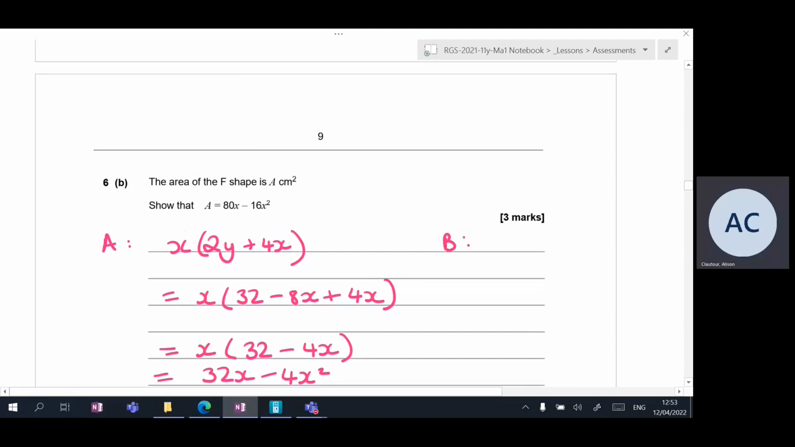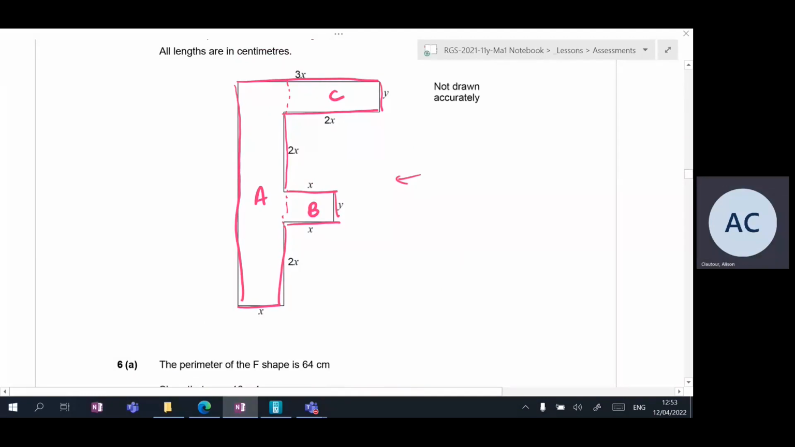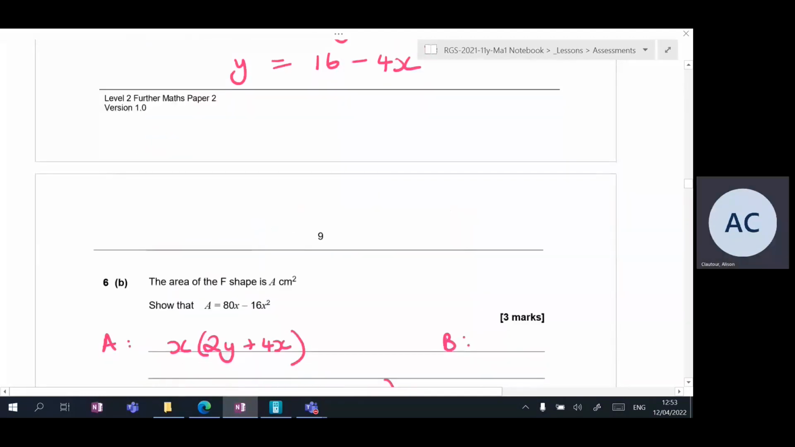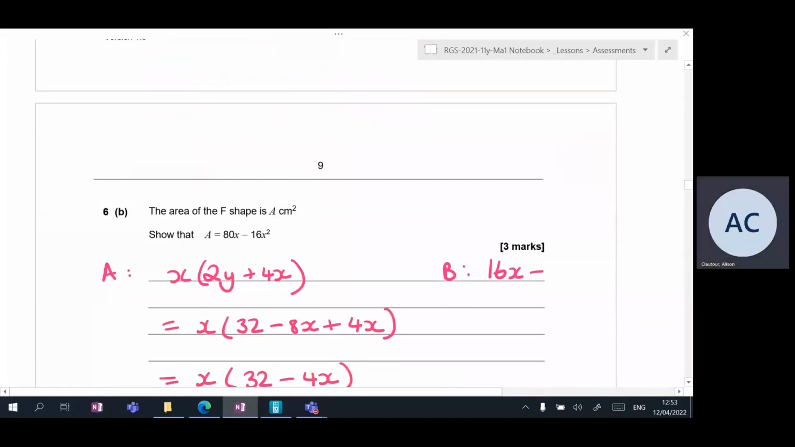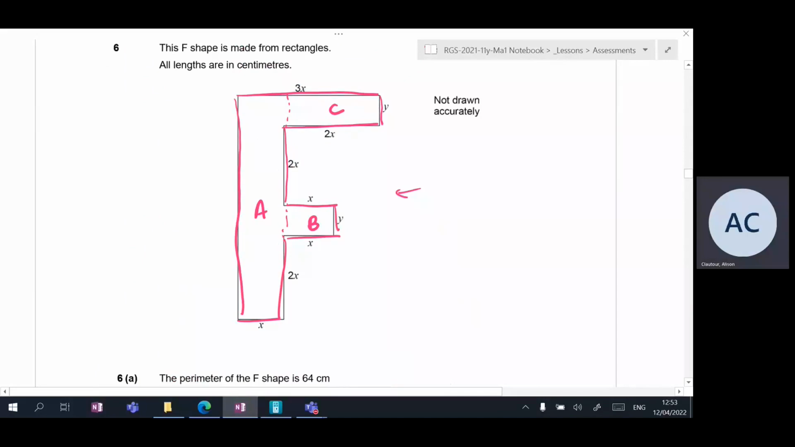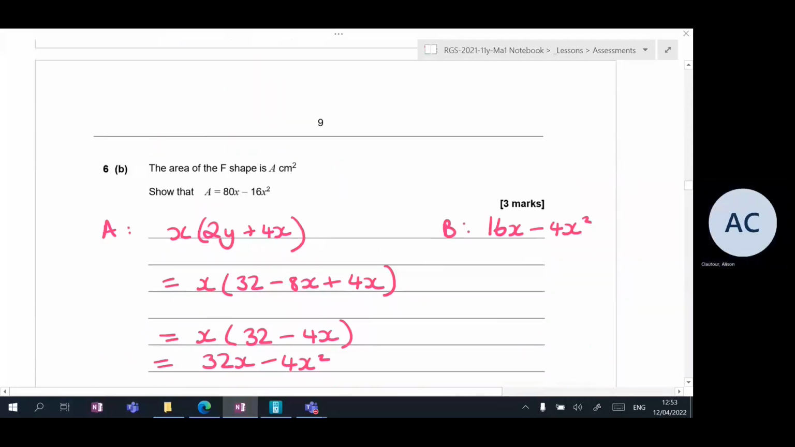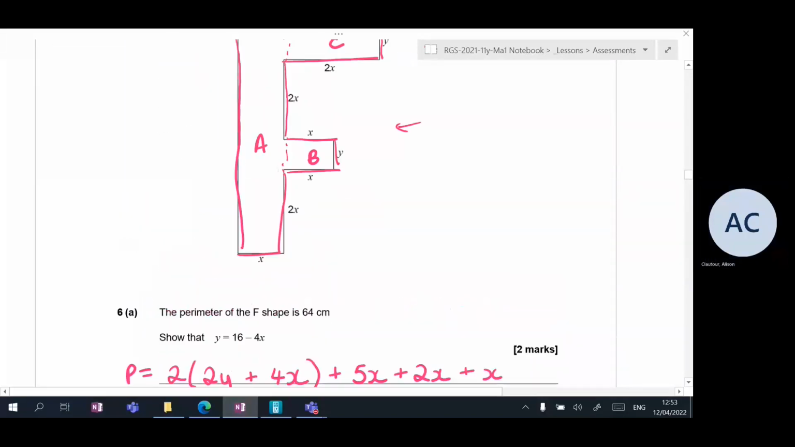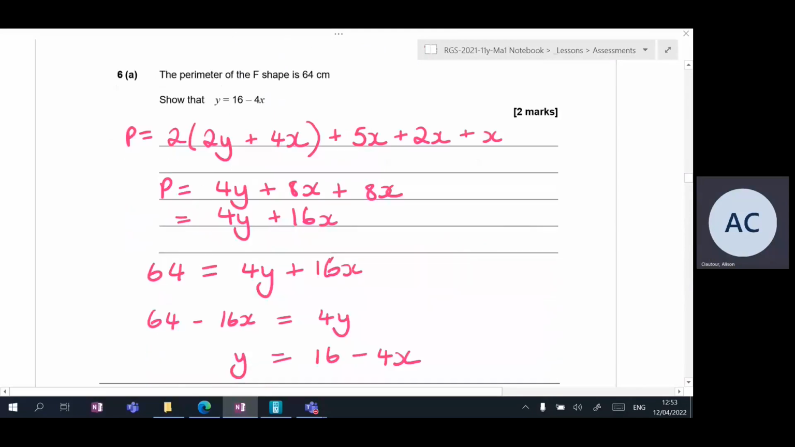Okay, now let's think about rectangle B. So rectangle B is just x multiplied by y. So 16x minus 4x squared. And then C is 2x multiplied by y. Okay, so if that's 2x multiplied by y, the last one was x multiplied by y, so I can just double it.